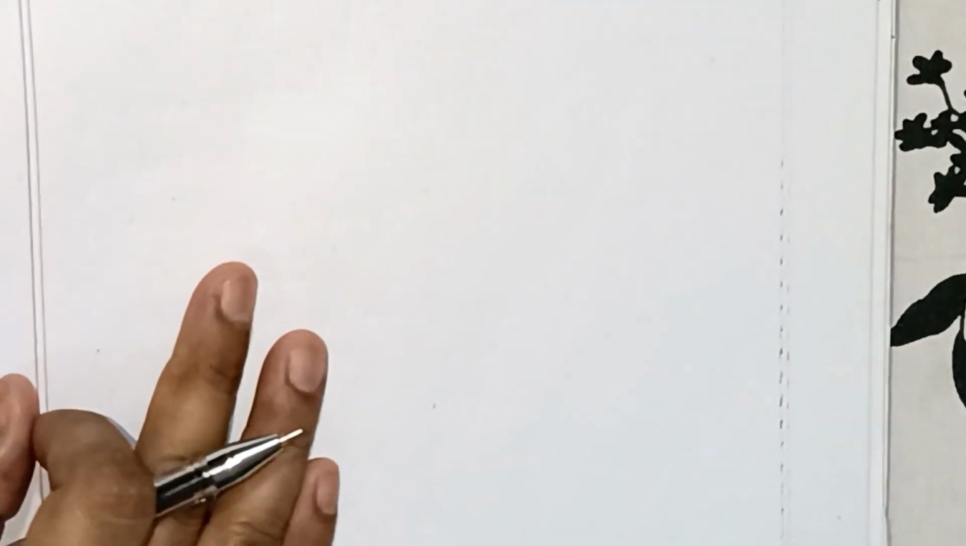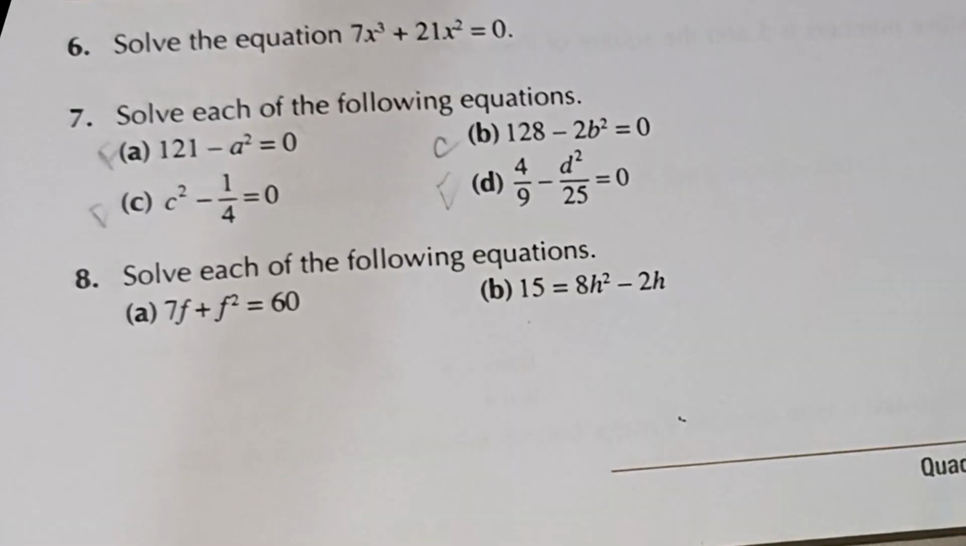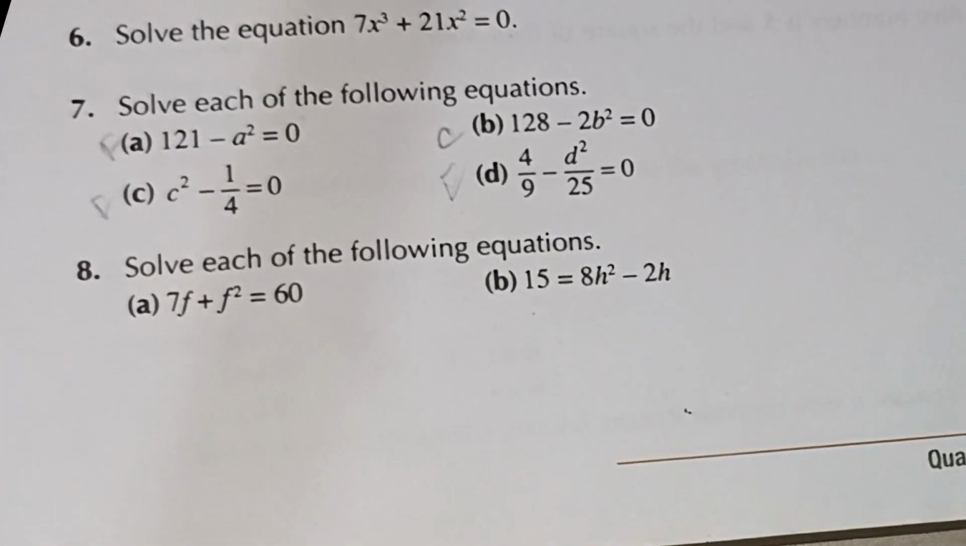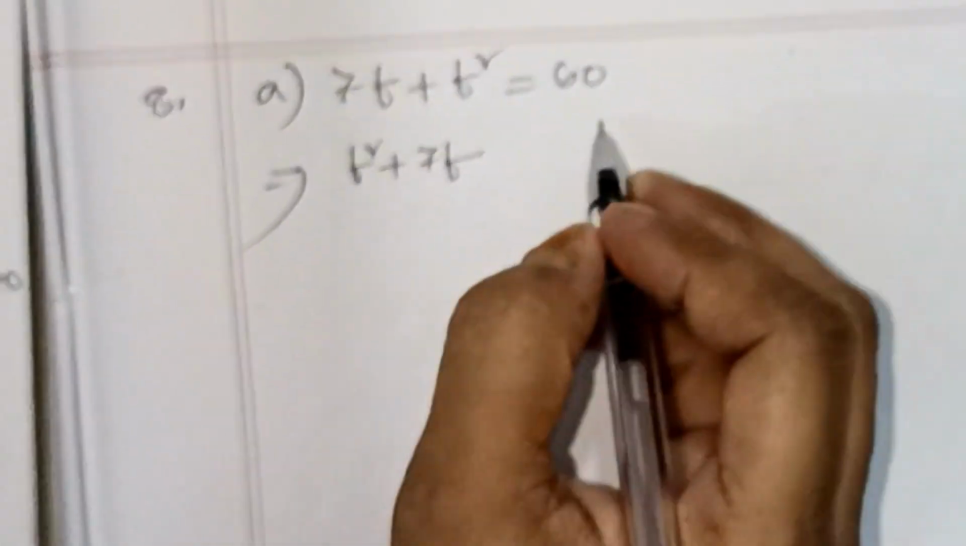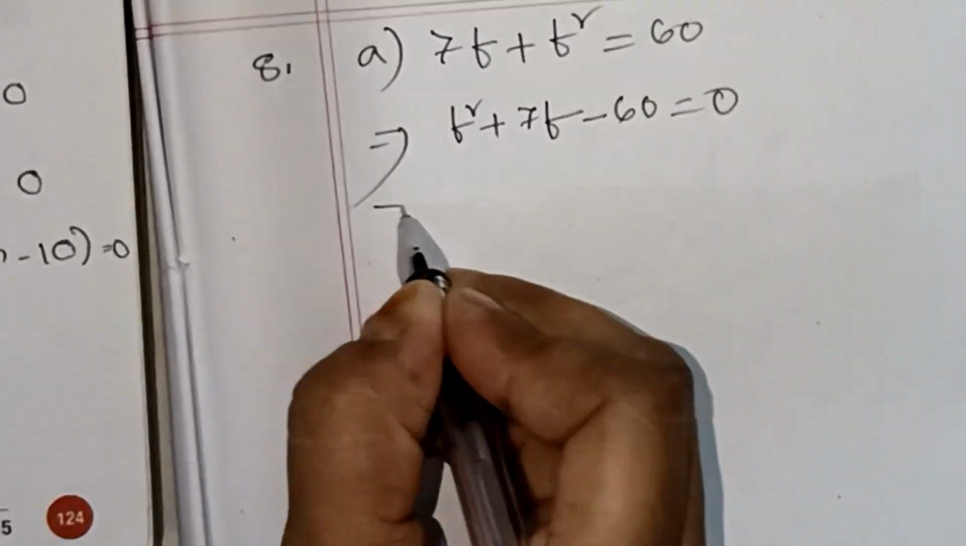Now number 8. At first we copy the question. Solve each of the following equations. Number 8a. 7f plus f square is equal to 60. So at first we rearrange here. F square plus 7f plus 60, it will be changed, left hand side minus 60 is equal to 0.